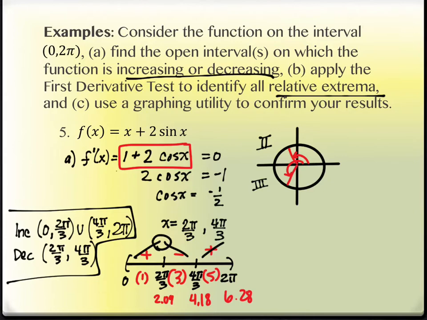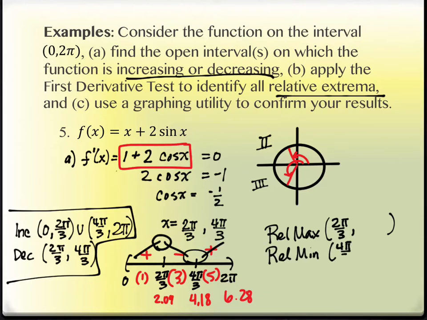So what is happening at 2 pi over 3? It's a maximum. So I have a relative max at 2 pi over 3. We'll get the corresponding y value in just a second. And at 4 pi over 3, I have a relative min. Okay, is that good for everyone so far? So these are the x values. Sometimes WebAssign will simply ask you for the location, like the x value only. If that's what it asked you for, you would be done.